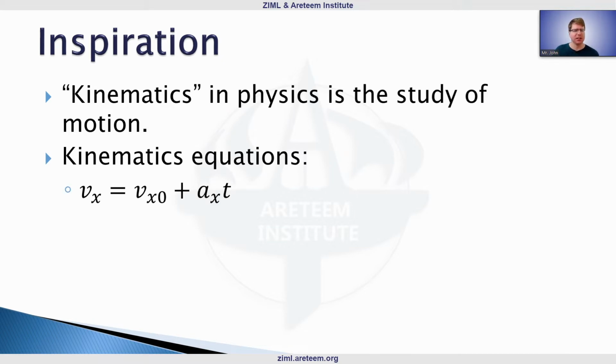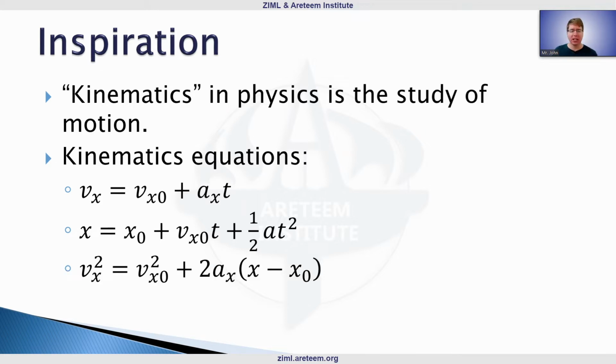We have equations like Vx equals Vx initial. So that's what the 0 means here, plus the acceleration in the x direction times time. Then you also have your position. X is x initial plus Vx initial times time plus 1/2 at squared. We have this third one here. Velocity squared is velocity initial squared plus 2 times the acceleration times the change in position. There's all kinds of different equations here.